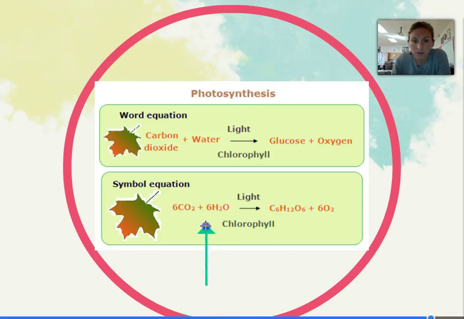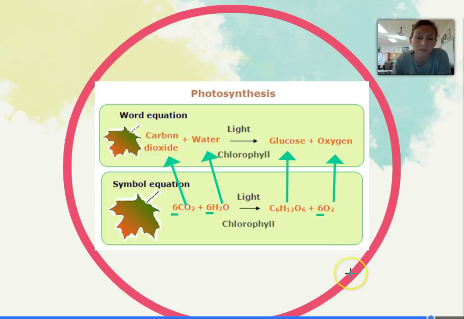Now, over here, we have the actual chemical formulas for what these reactants and products are. So, carbon dioxide is CO2, H2O is water, C6H12O6 is glucose, and O2 is going to be oxygen. The numbers in front of those chemical formulas are just the coefficients telling you how many molecules of each type there are. So that is photosynthesis in a nutshell.